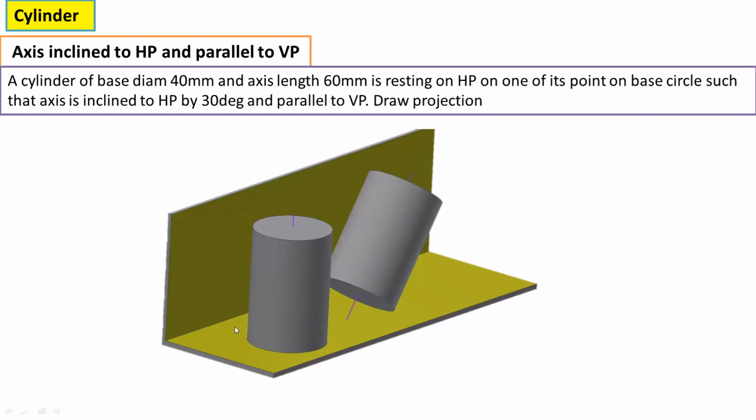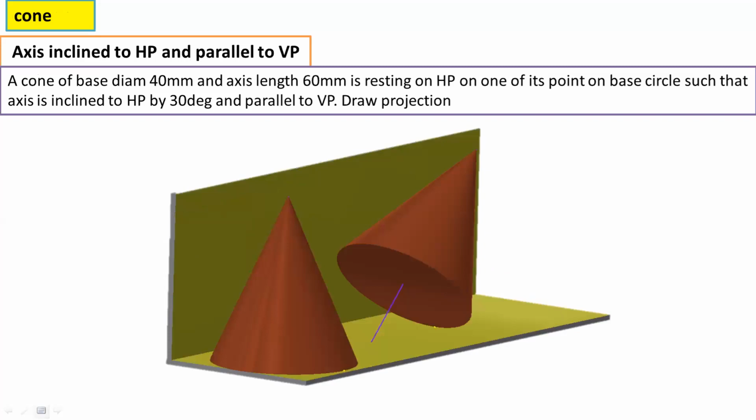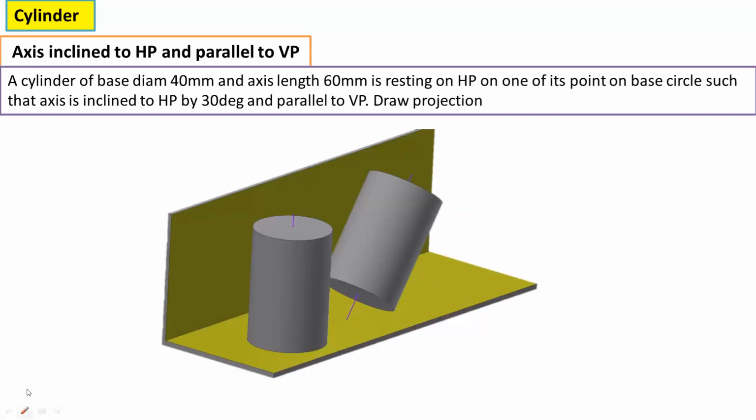Here you can observe the position in the first stage. As the given cylinder is resting on the HP, in the first stage we will assume the base circle is completely resting on the HP so that the axis is perpendicular to the HP. You can observe this axis is exactly perpendicular to the HP and parallel to the VP. Then rotate this cylinder such that its axis will be inclined to the HP by 30 degrees. So this angle must be 30 degrees. And then draw the front view and the top view.